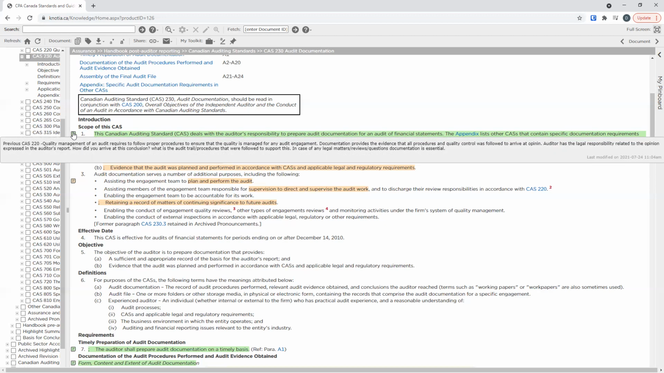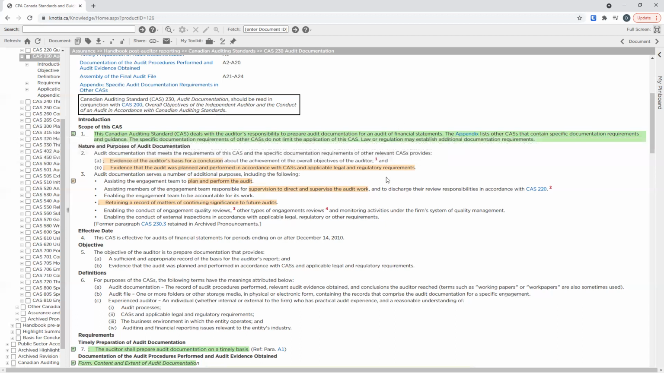Now the auditor has the legal responsibility related to the opinion that is expressed in the auditor's report. So if there is any legal case in later years, or anything that requires how you arrived at this conclusion, then this documentation will provide sufficient audit trail, and show that sufficient procedures were followed that support this conclusion of the audit report. That is why it is very important to have that documentation in place.